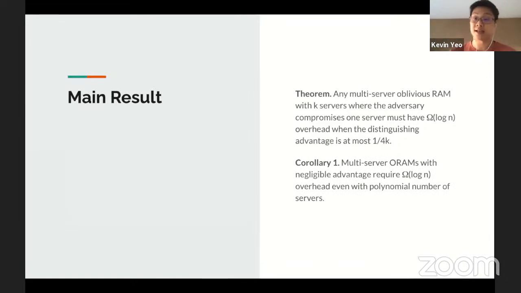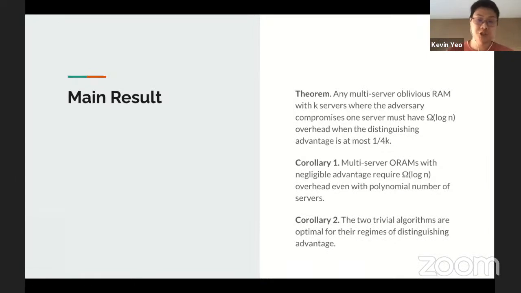The first one is that if you consider any multi-server ORAM with negligible advantage, the typical security guarantee that we want from an ORAM, it requires log n overhead, even with a polynomial number of servers. Just think about that for a second. You have n squared, n to the 100 sort of servers, only one of them is compromised, you still require log n to get negligible advantage. So this is a very strong result. It essentially shows that multi-server ORAMs in any practical setting probably are not useful compared to single-server ORAM. I caveat this by saying this is a theoretical result. Maybe practically you can improve constants and whatnot, but theoretically that's all you can do.